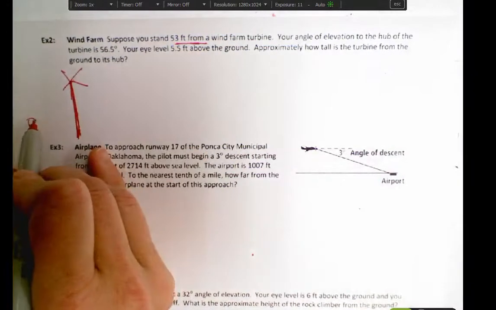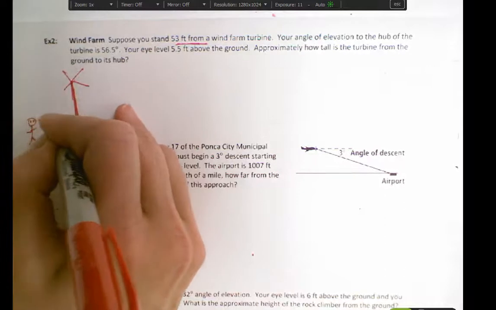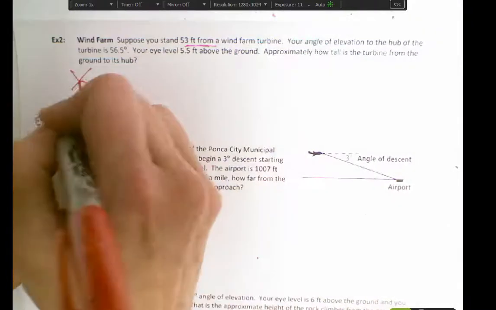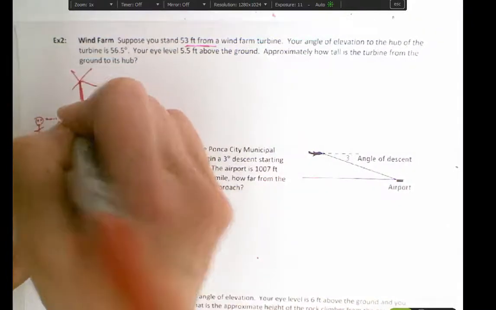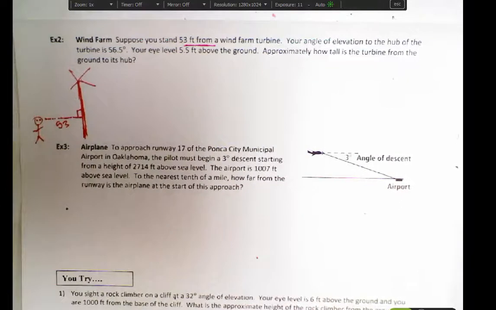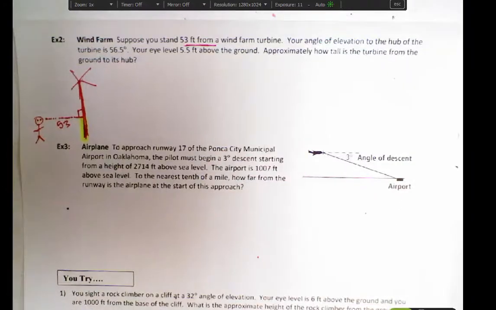But remember, when I'm looking, I need a horizontal. So my 53 feet is already partway up above the bottom. It says I'm standing up. So it's 53 feet here. This is where my right angle is. So this is the piece that I need to add after I find the other piece of the height.